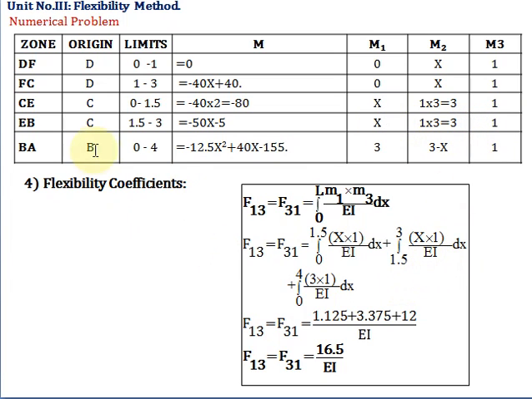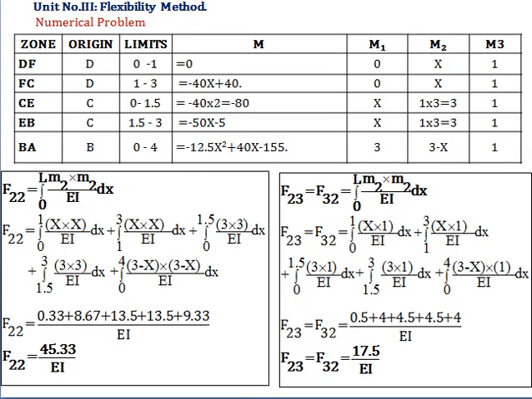Then integration 1.5 to 3, again here the value is x, here the value is 1, x into 1 upon EI. Then for zone BA, the limit is 0 to 4, the value of m1 is 3 and the value of m3 is 1. So 3 into 1 upon EI. After solving this integration, we will get this value. So here the value of f13 equal to f31 is equal to 16.5 upon EI.